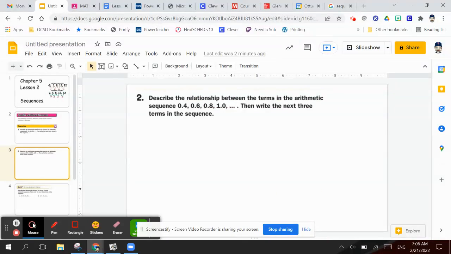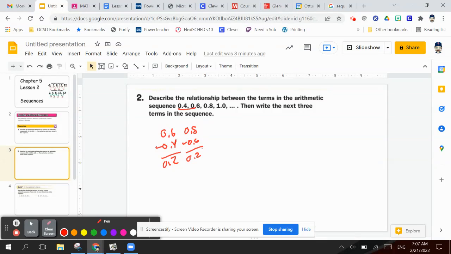In example 2, it says describe the relationship between the terms in the arithmetic sequence 4/10, 6/10, 8/10, 1 whole, then write the next 3 numbers in the sequence. So again, I'm going to take the first 2 numbers, 0.6 minus 0.4, I get 0.2. If I take the next 2, I have 0.8 minus 0.6, I get 0.2. So I know that what I'm adding or counting by is 2/10, 0.2. My numbers are getting larger, so I know I'm adding 0.2. That's my relationship.